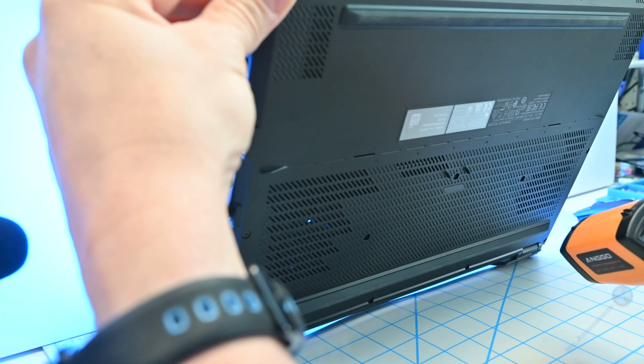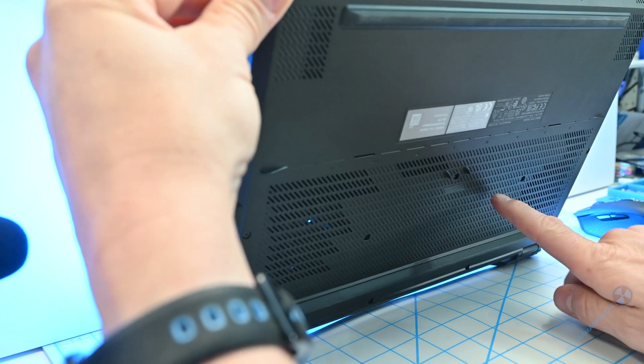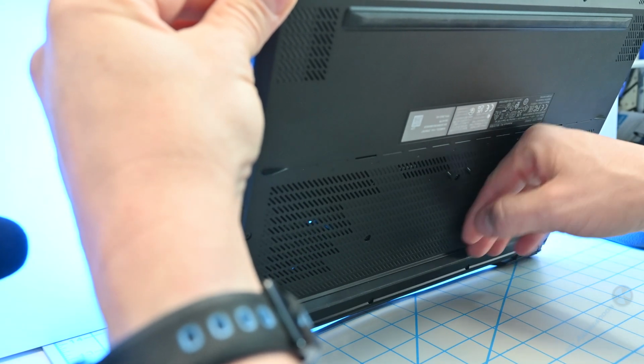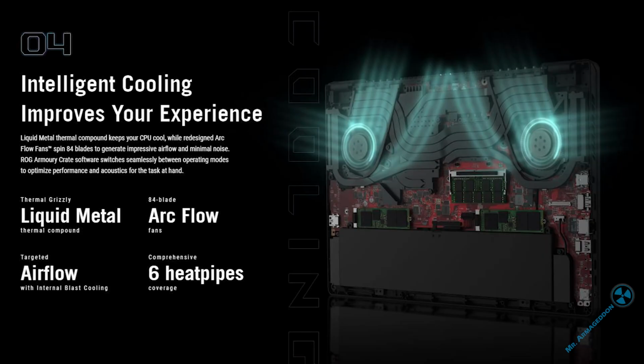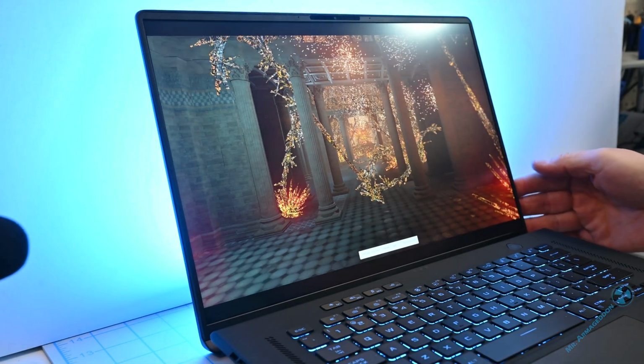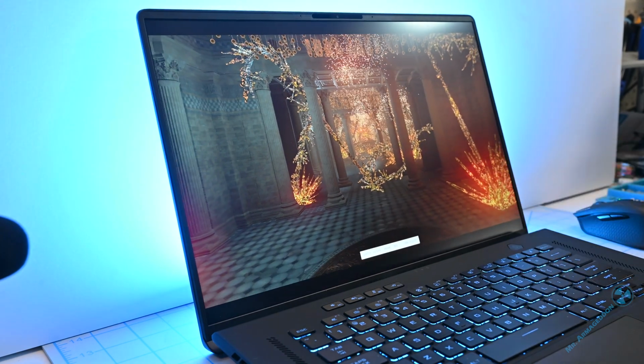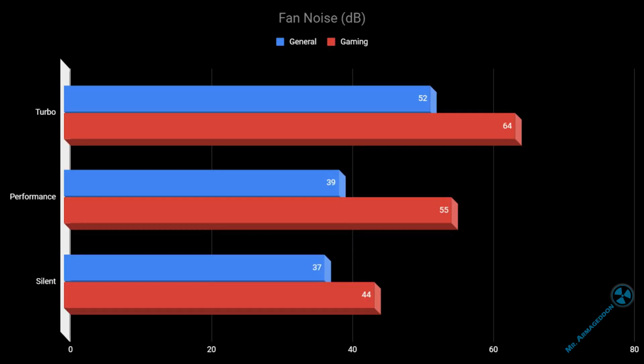And to keep those temps from getting out of hand, this laptop has some pretty impressive cooling. ASUS refers to this as intelligent cooling and combines using Thermal Grizzly liquid metal thermal compound with 6 heat pipes and what they refer to as Arc Flow 84 blade fans. So let's look at some numbers and some sound samples from the fans at each power profile. This chart shows silent, performance, and turbo at both a general, somewhat of an idle state, and then stressed in a gaming or stress testing performance scenario.